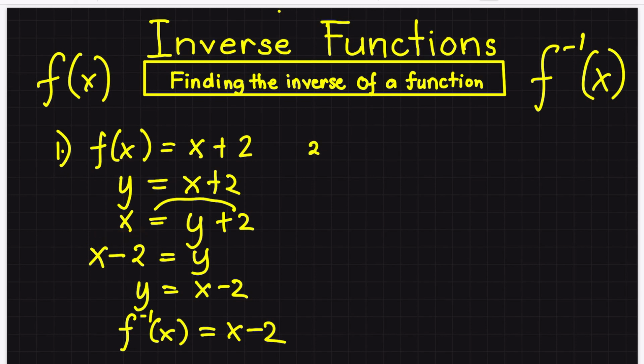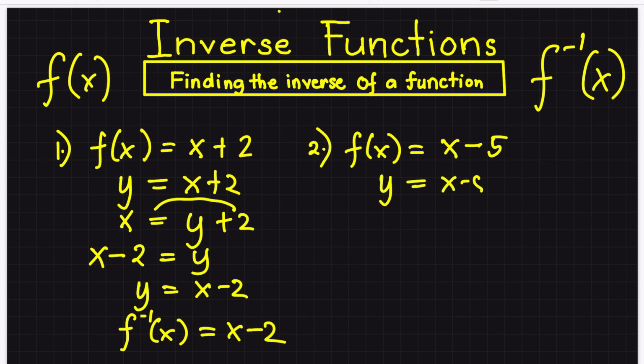So example number 2. Okay, f of x is equal to x minus 5. Okay? Si f of x is the same as y. So, y is equal to x minus 5. So, itong function na to, f of x is equal to x minus 5, ay kaparehas lang ng y equals x minus 5. Pagkatapos, dahil hahanapin natin yung inverse neto, itong y gagawin nating x, at saka si x gagawin nating y. So, x is equal to y minus 5.